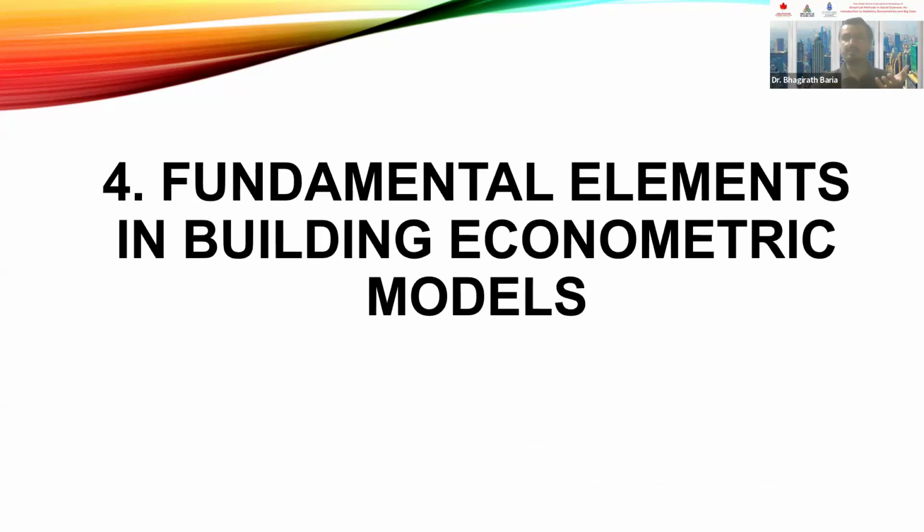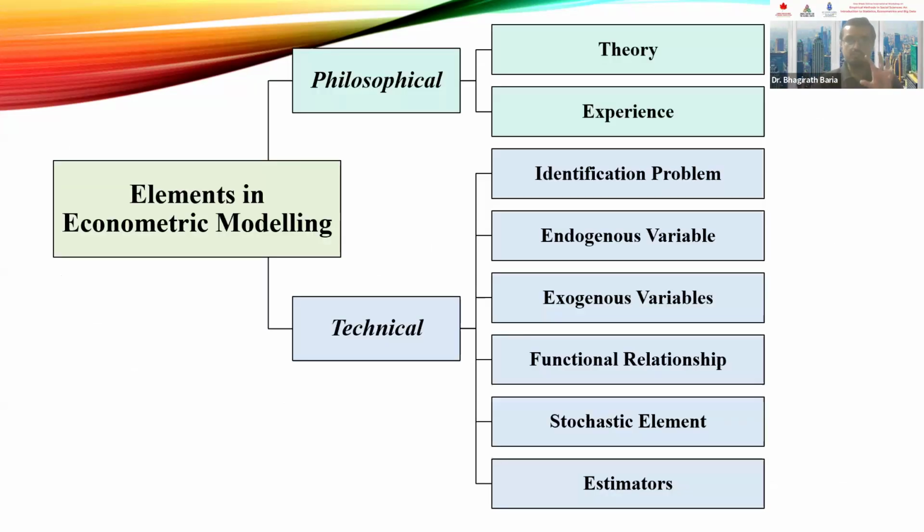So when you do econometric modeling, you will have an econometric model. What are the elements of that econometric model? It is presented here. There are two elements that I feel, this is my own way of looking at it: philosophical and technical. The philosophical elements are known to you. I have been discussing them since point 1. Professor Shanmugan also discussed. Theory and experience will play a very important role. Many times theory is not enough, so your experience should also count.